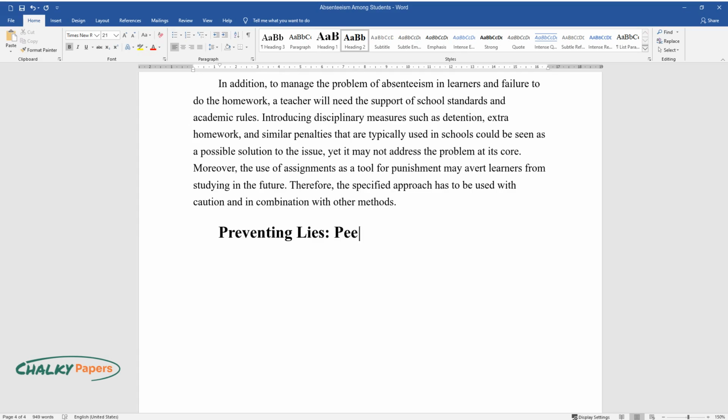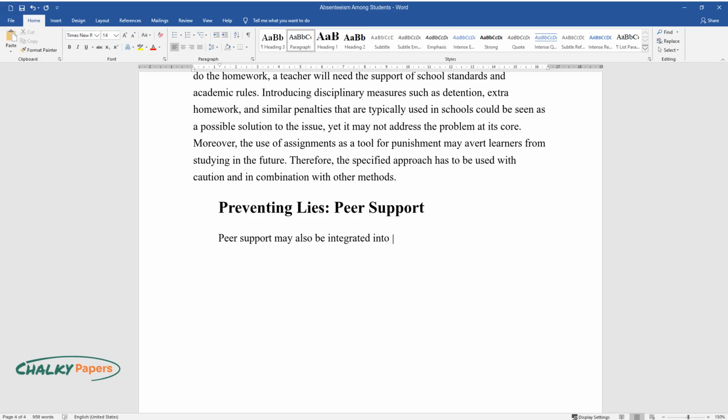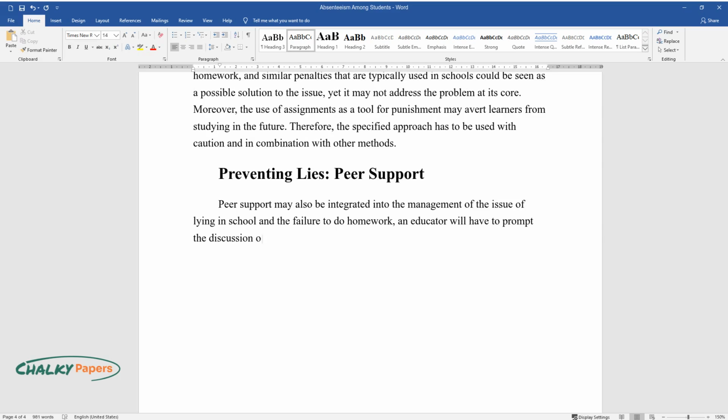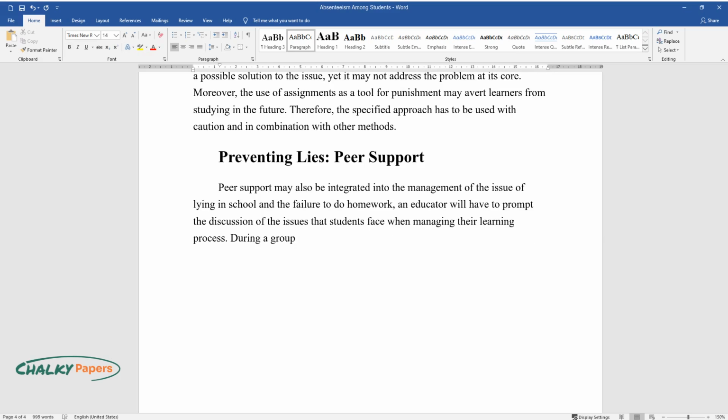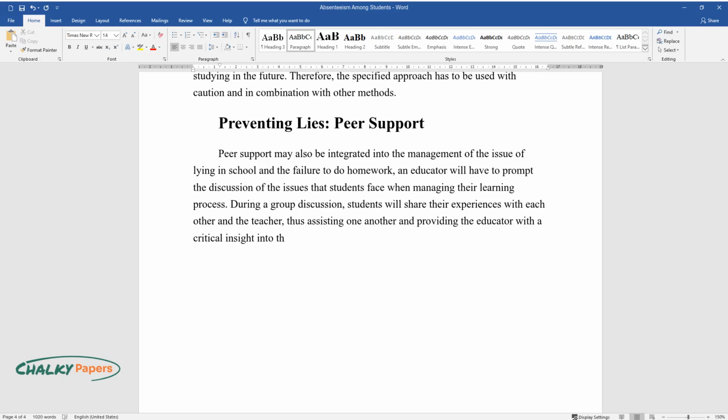Preventing lies, peer support. Peer support may also be integrated into the management of the issue of lying in school and the failure to do homework. An educator will have to prompt the discussion of the issues that students face when managing their learning process. During a group discussion, students will share their experiences with each other and the teacher, thus assisting one another and providing the educator with a critical insight into the core of the concern.